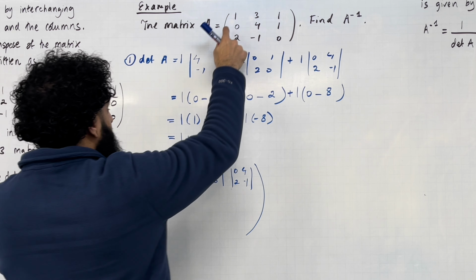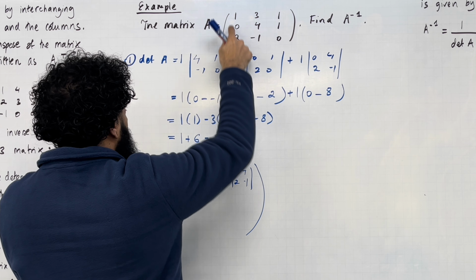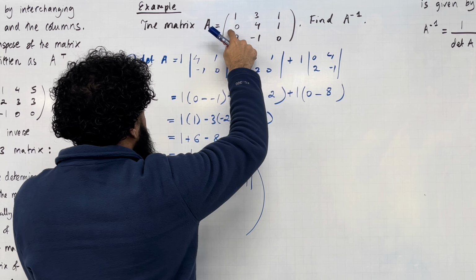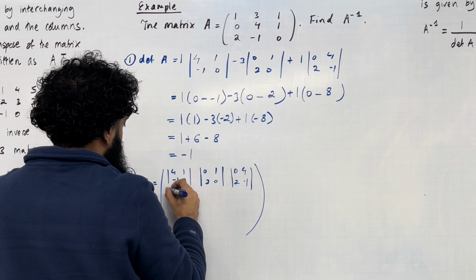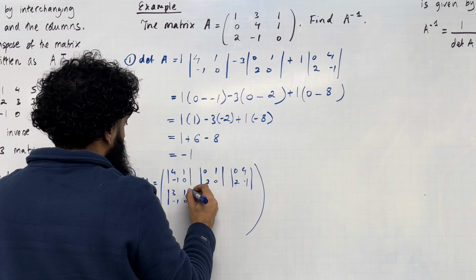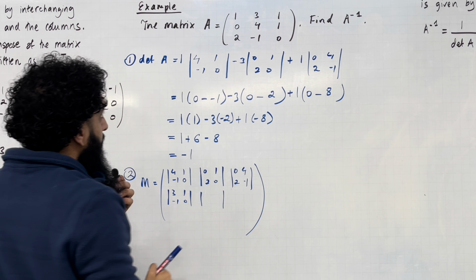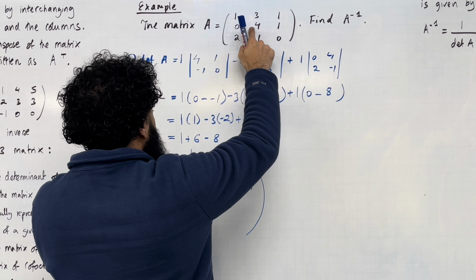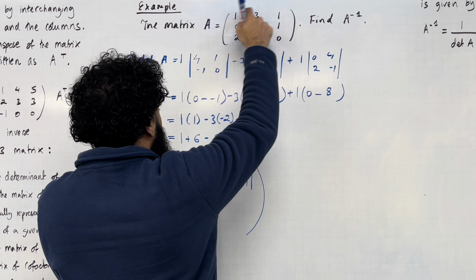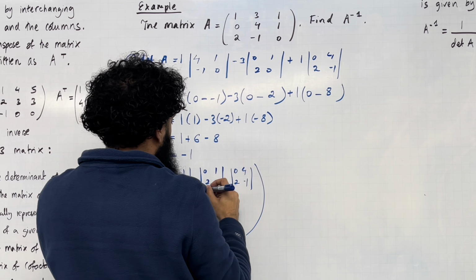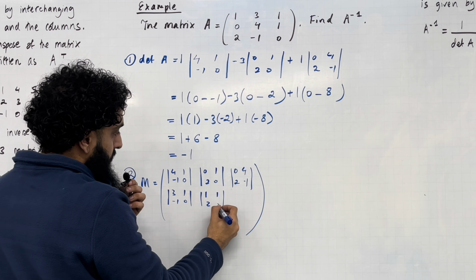Next up, the minor of 0. So delete this column, delete this row containing that 0. This will give me 3, 1, minus 1, 0. Now I want the minor of 4, so delete this column containing 4 and this row containing 4. This gives me 1, 1, 2, 0.